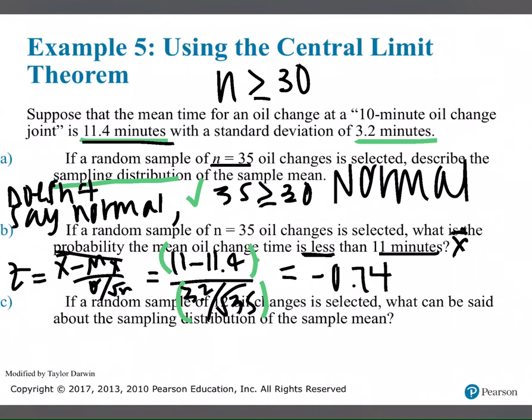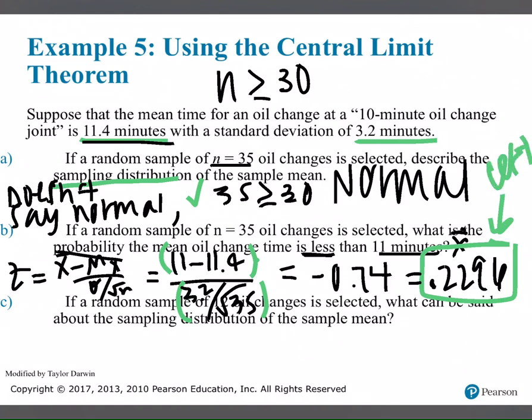And I want less than. So I'll look that up in my Z chart and I get 0.2296. And we need to think about what this means. This is area to the left. And we wanted less, so this is my answer.